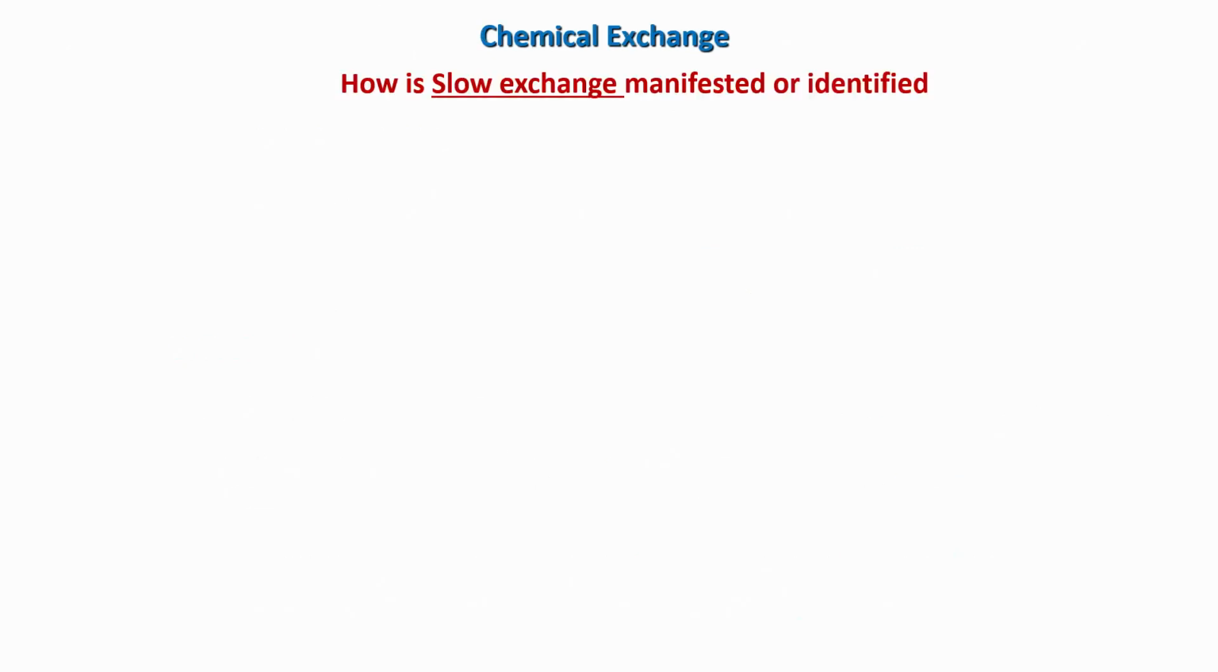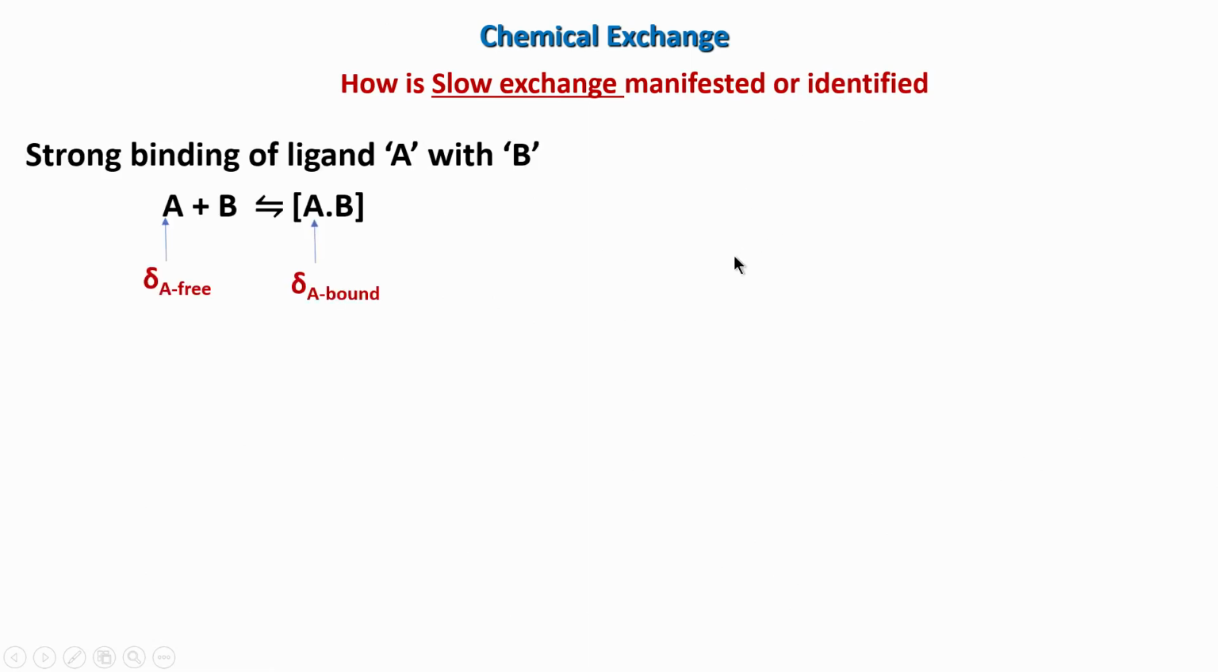So, now let us see how slow exchange is manifested or identified. How do we find out whether a particular ligand interaction, or a change of protein from A to B, is slow or is undergoing a fast exchange? Typically, when a ligand binds strongly with a protein, where A is our ligand and B is our protein, slow exchange is the scenario possible. This typically happens when there is a strong interaction.